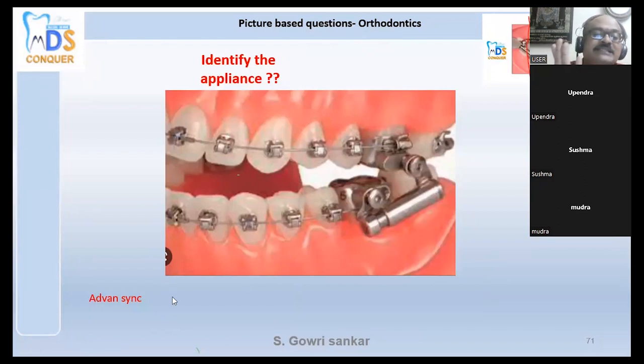This is called the Advance. If at all, there is a chance you may be questioned on this. What is the most modified version of the Herbst? It is the Advance. Okay.